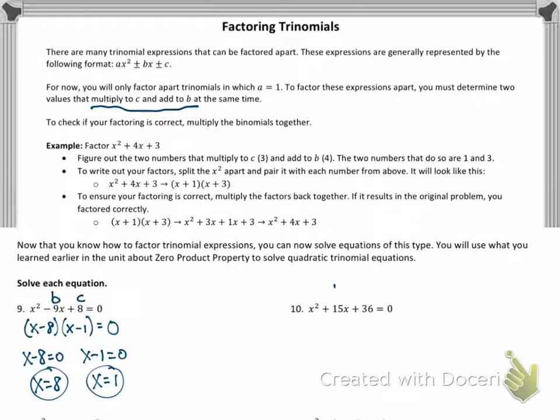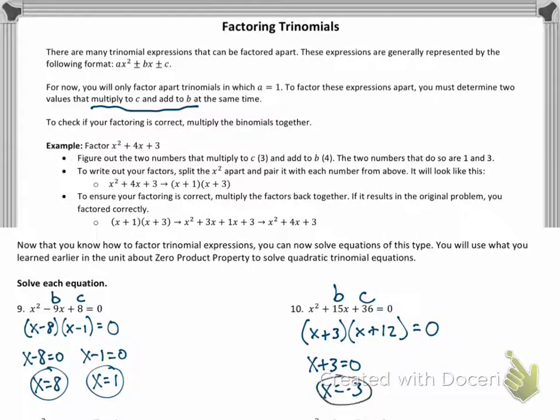So the next example here, same idea. It's equal to 0, so I'm good to go there. Now I'm going to worry about factoring that left side. So I need the two numbers that multiply to 36, add to 15. The two numbers that will do that are positive 3 and positive 12. So my factor is x plus 3 times x plus 12. Set each factor equal to 0. I'll get an answer of x equals negative 3. And I'll get an answer of x equals negative 12.